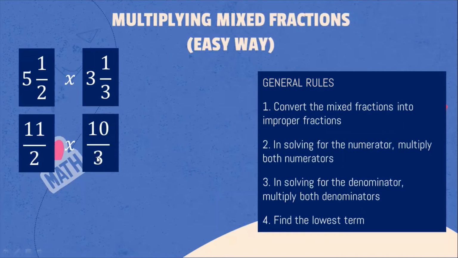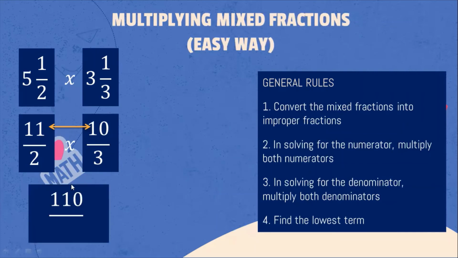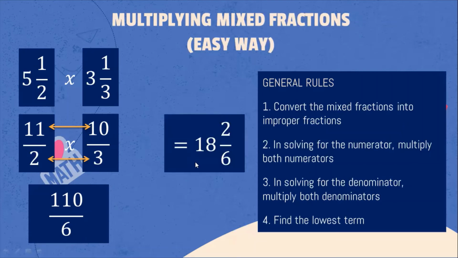In solving for the numerator, multiply both numerators. 11 multiplied by 10, that is 110. Then in solving for the denominator, 2 multiplied by 3, it's 6. Then we are going to convert 110 over 6 because 110 over 6 is an improper fraction, and we need to convert it into a mixed fraction. 110 over 6 is equal to 18 and 2 over 6.